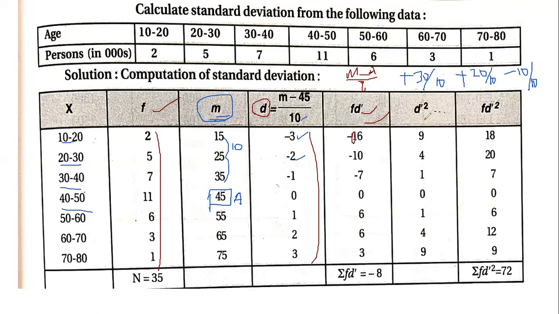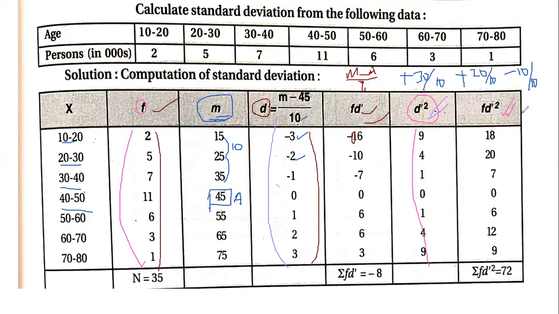Then FD dash square. Here you have to take these numbers and square them. Once you square, you get 3 3s are 9, 2 2s are 4, 1 1s are 1, 0 into 0 is 0, 1 1s are 1, 2 2s are 4, 3 3s are 9. So you will be able to calculate D dash square. The last step is to multiply frequency into D dash square. We are supposed to multiply these two numbers which I've put in pink, and get FD dash square.